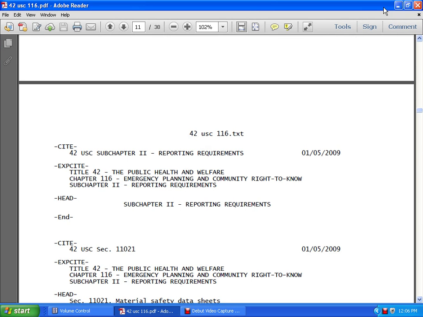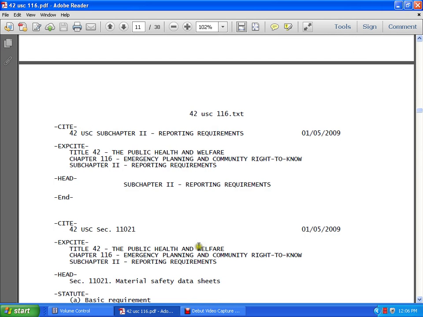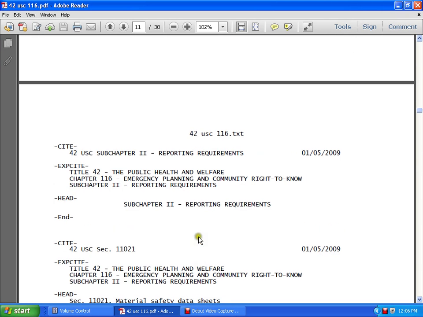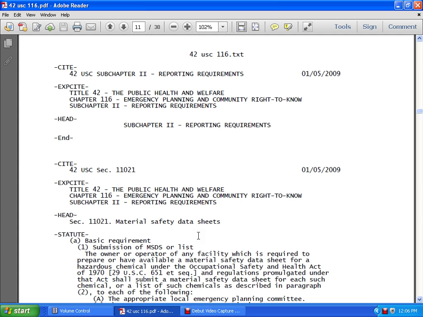Title 42, The Public Health and Welfare, Chapter 116, Emergency Planning and Community Right-to-Know, Subchapter 2, Reporting Requirements, 42 United States Code, Section 11021. Material Safety Data Sheets.